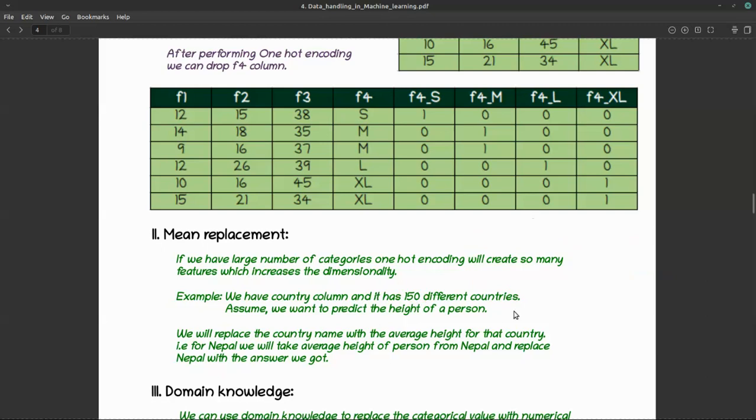And this makes sense also, because if it doesn't make sense, then there is no use of using this mean replacement. Your country column should be correlated in some way to your dependent variable. It could be income, it could be insurance amount or anything, correct.